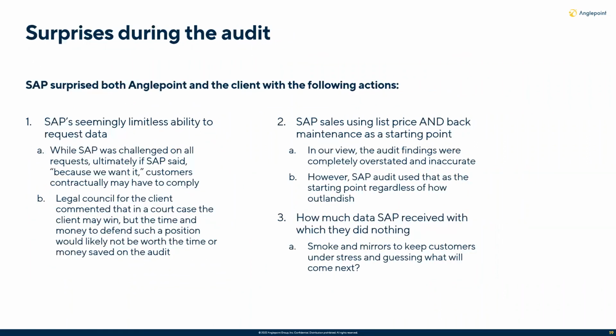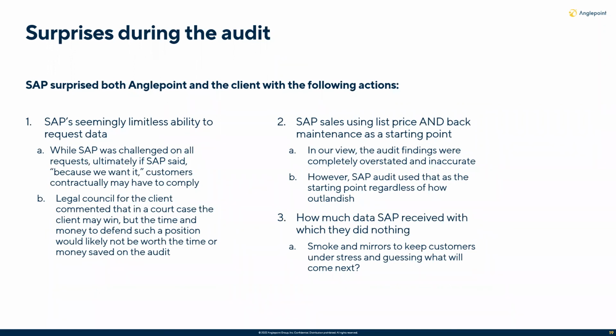So surprises during the audit, we've already talked about the seemingly limitless ability to request data, right? SAP could say, give us everything. We want everything. And if they didn't give us an explanation, they still said, well, too bad, you have to give it to us. So just make sure that you have legal counsel from your side that would be willing to back you up and say, hey, look, you don't have a right to this data. Show us why you do, and we'll give it to you. And if you do have that, then you'll be in a better position to maintain that position. Say, hey, we are not going to give you this data.